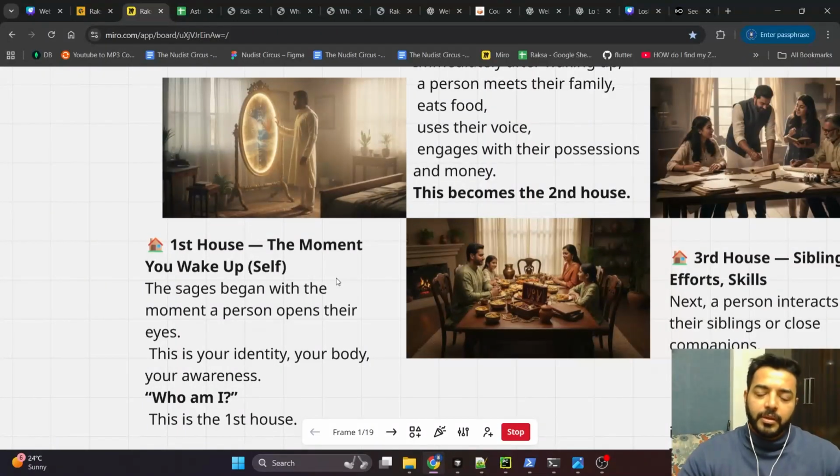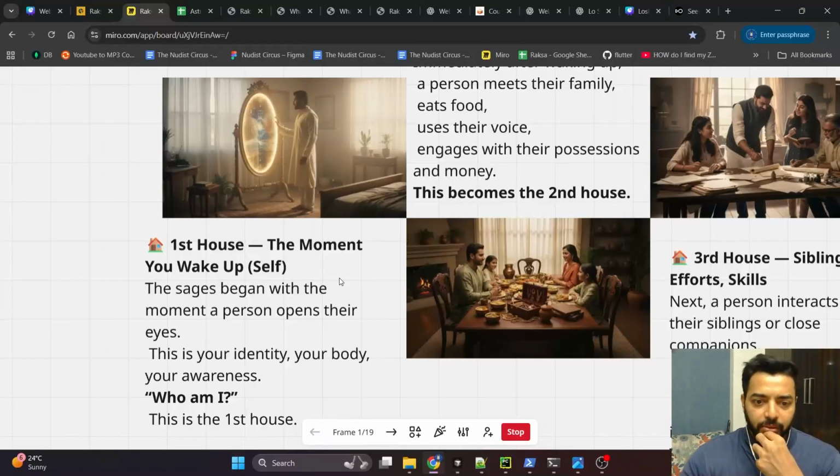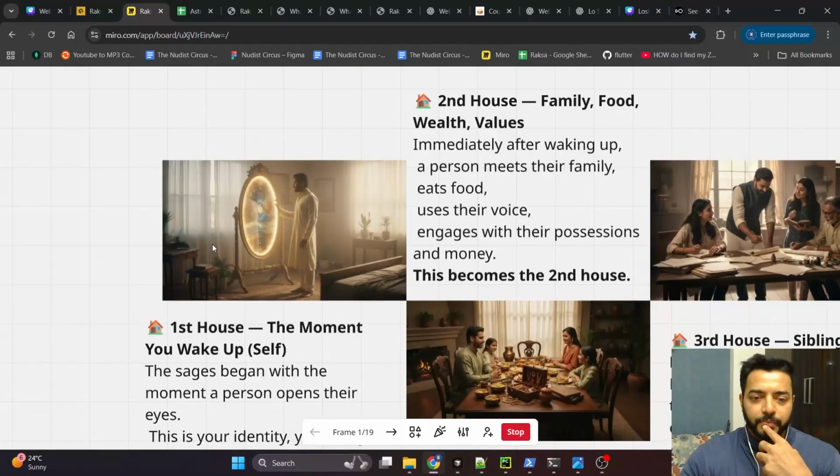Okay, so why is it designed the way it is designed? Very important question. Why is the first house all about self? Why is the first house always self? The way it is designed is, the first thing in the morning when you wake up, you look at yourself in the mirror, you wash your face, you look at yourself in the mirror, right? So that is why the first house is always related to the self. You, your personality, how you look, how you act, what your personality is all about. So it's always going to be about you.